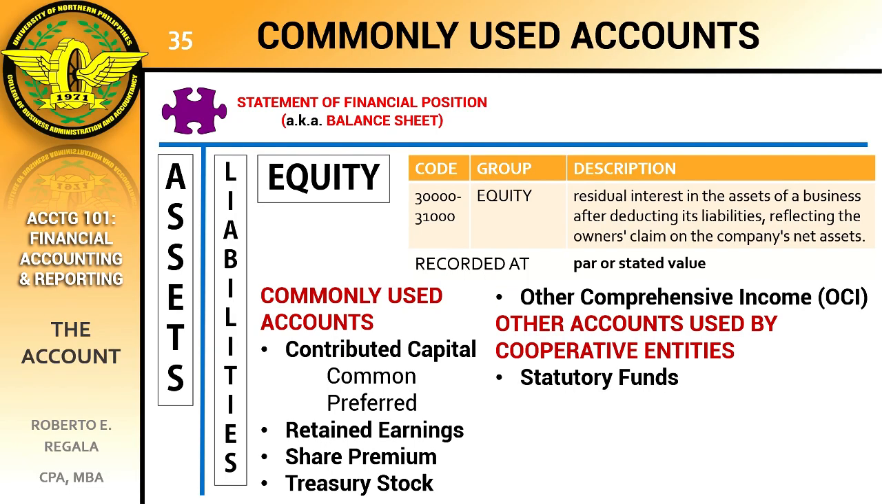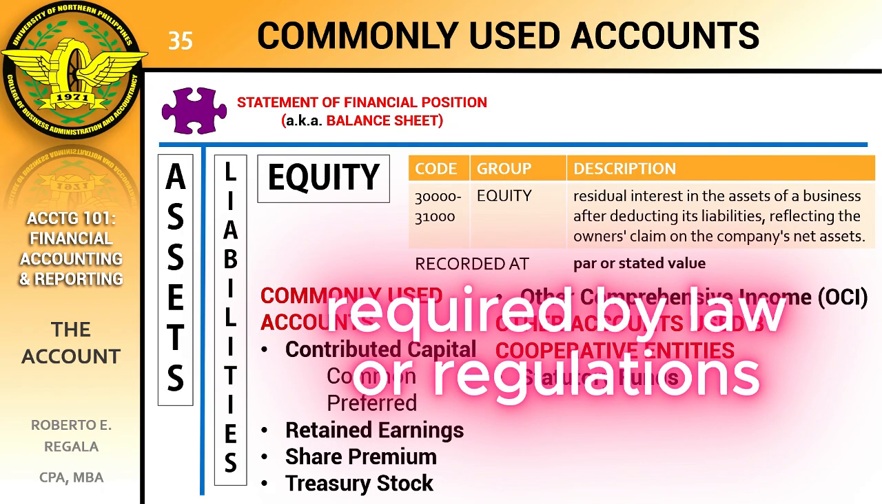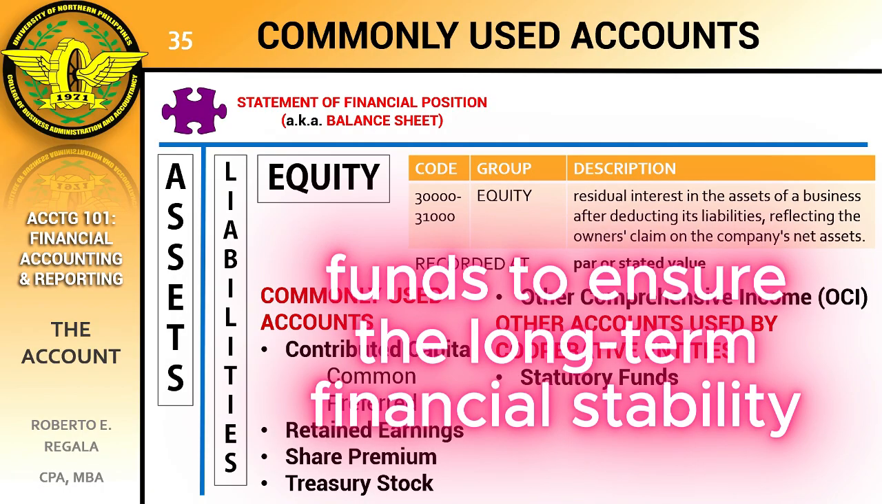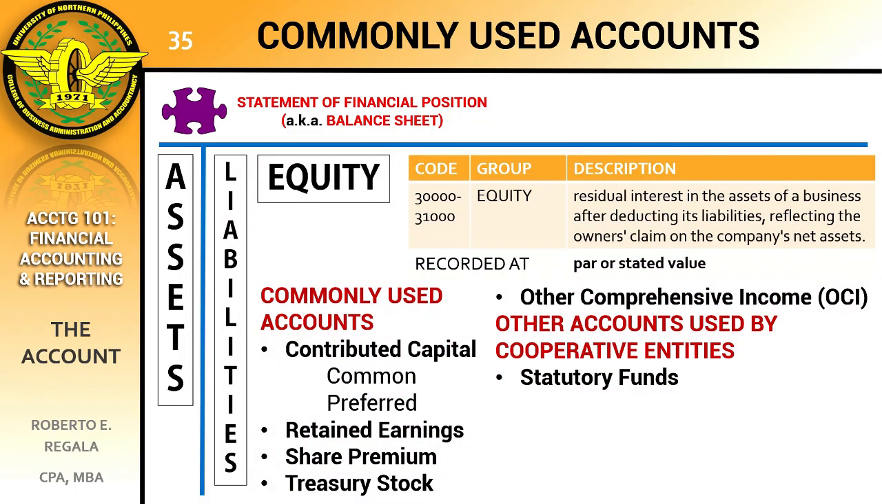Statutory funds. In a cooperative entity, this refers to the reserves or funds that a cooperative is required by law, or its governing regulations, to set aside from its profits for specific purposes. These funds are typically established to ensure the long-term financial stability of the cooperative and to comply with legal and regulatory requirements. Statutory funds are crucial for safeguarding the cooperative's ability to meet its obligations, support its operations, and protect the interests of its members.